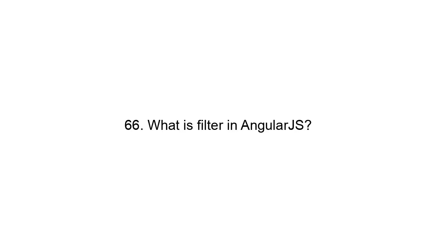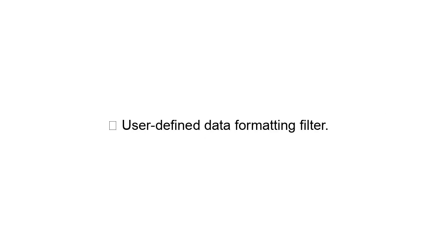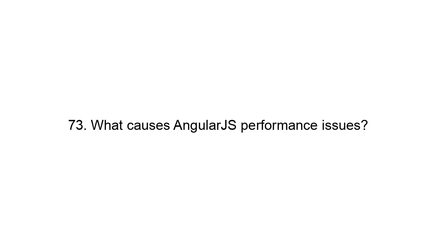66. What is filter in AngularJS? Formats displayed data. 67. Common built-in filters. Currency, date, uppercase, lowercase. 68. Filter example: {{amount | currency}}. 69. What is custom filter? User-defined data formatting filter. 70. What is orderBy filter? Sorts displayed data. 71. What is limitTo filter? Limits displayed items. 72. What is caching? Storing reusable data temporarily.